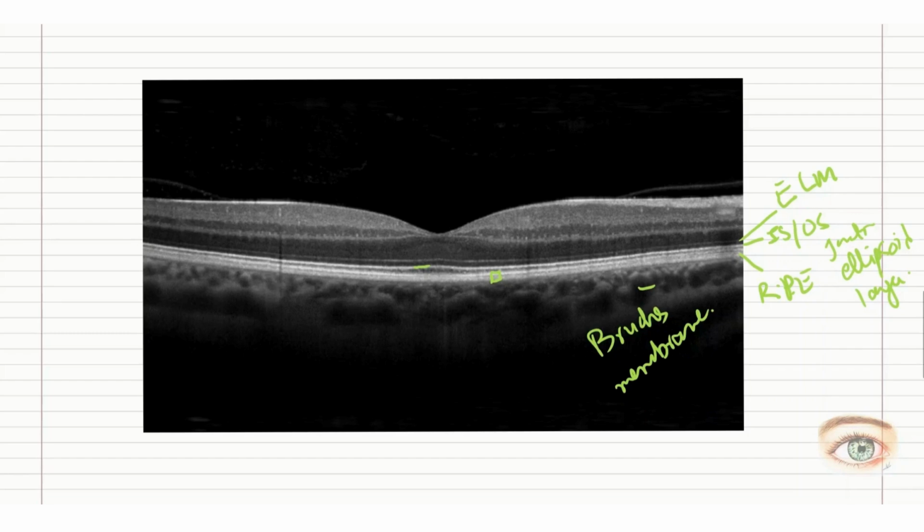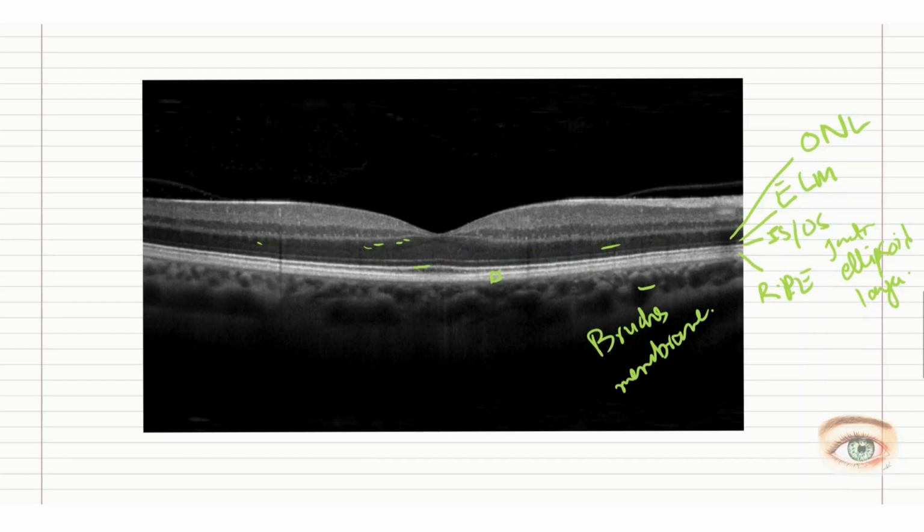Now, after the external limiting membrane, we have the cell bodies of rods and cones, right? So these are the cell bodies. So what is this going to make? This is going to make the outer nuclear layer, right? These were the nuclei. And these are actually the Henle fiber layer.